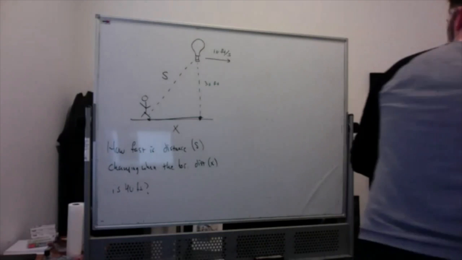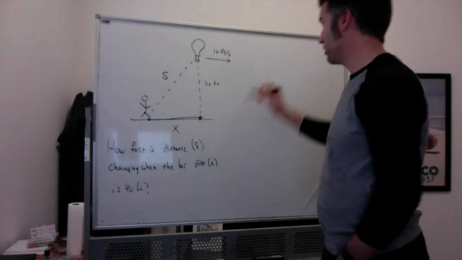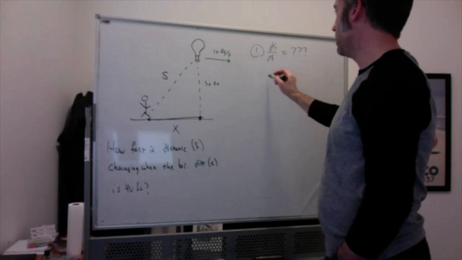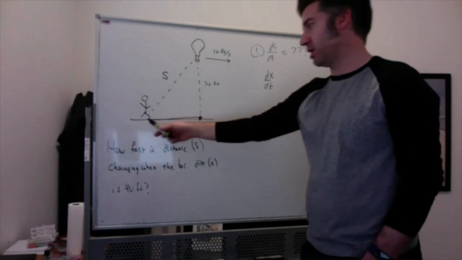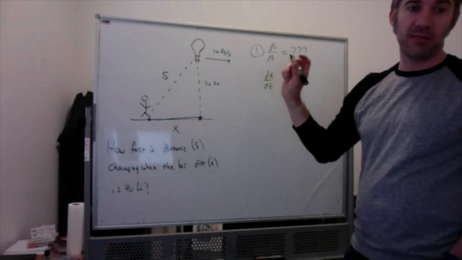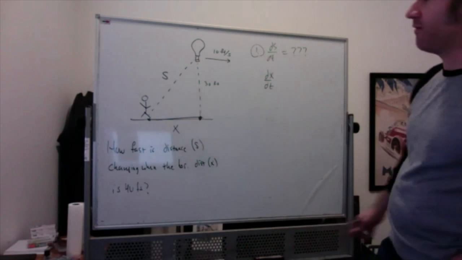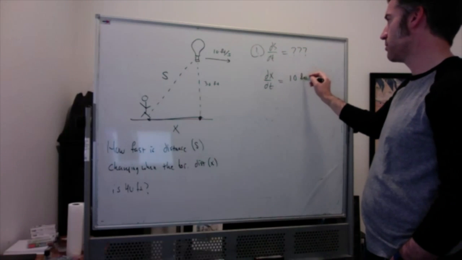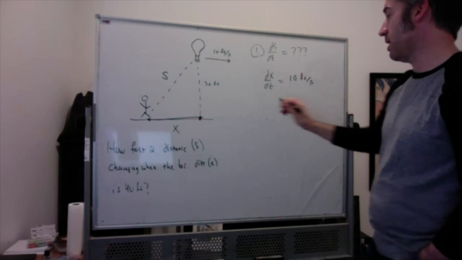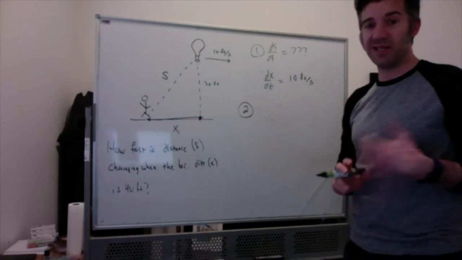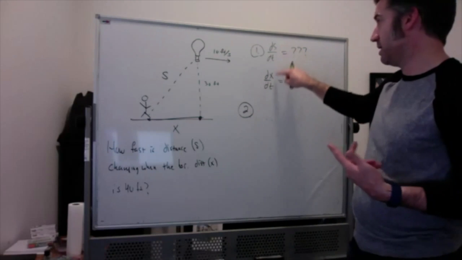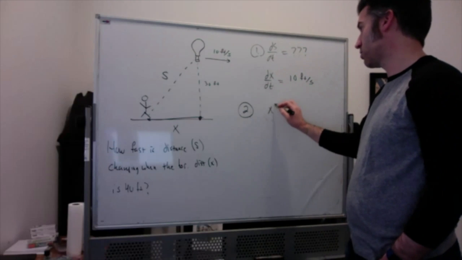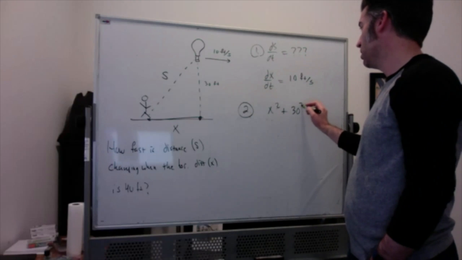We want to set up an equation. Well, in fact, first we want to write down what's changing. So we know that ds/dt is what we want to know, and dx/dt is the rate of change of the horizontal. It is how fast the balloon is drifting in the horizontal direction. It is 10 feet per second. Second thing we need to look at: we need an equation relating S and X, or more generally, our non-time variables. So I'm going to have x squared plus 30 squared equals S squared.